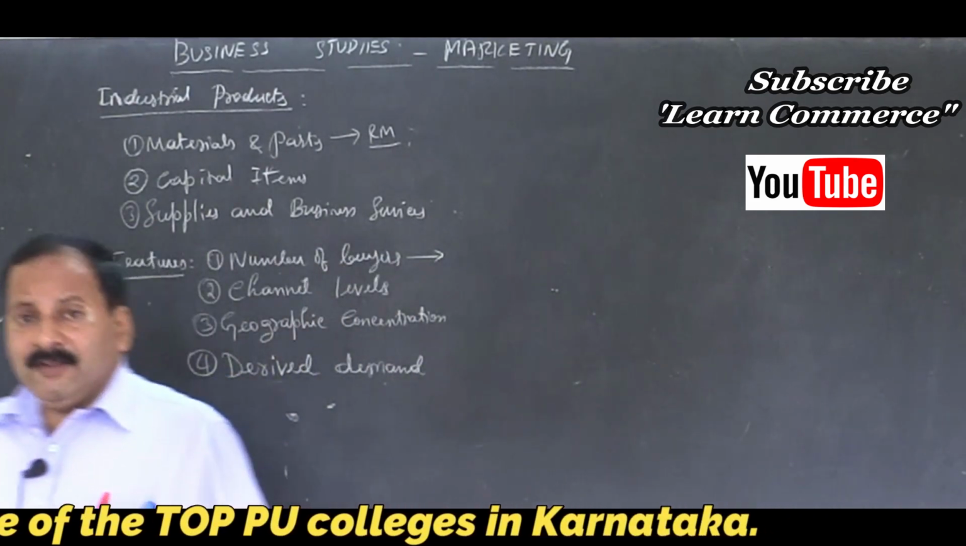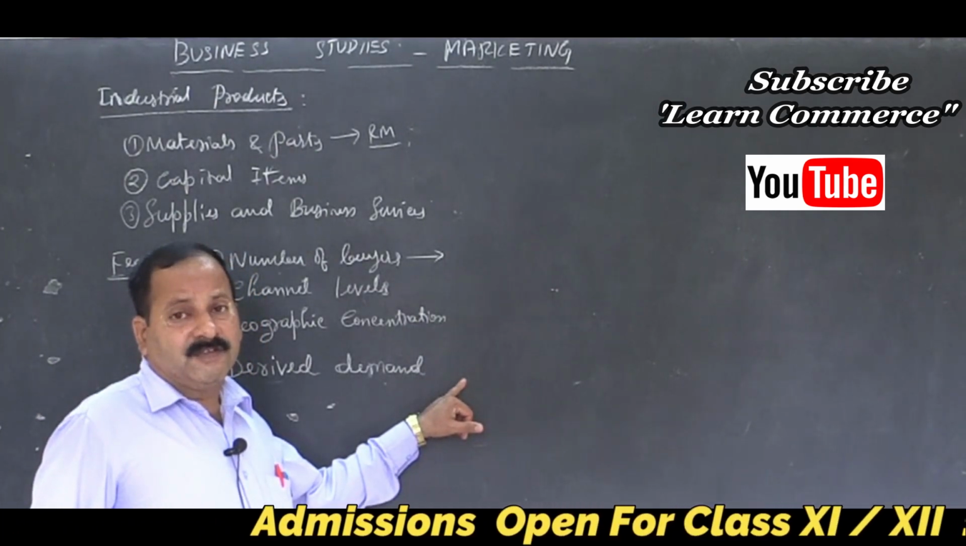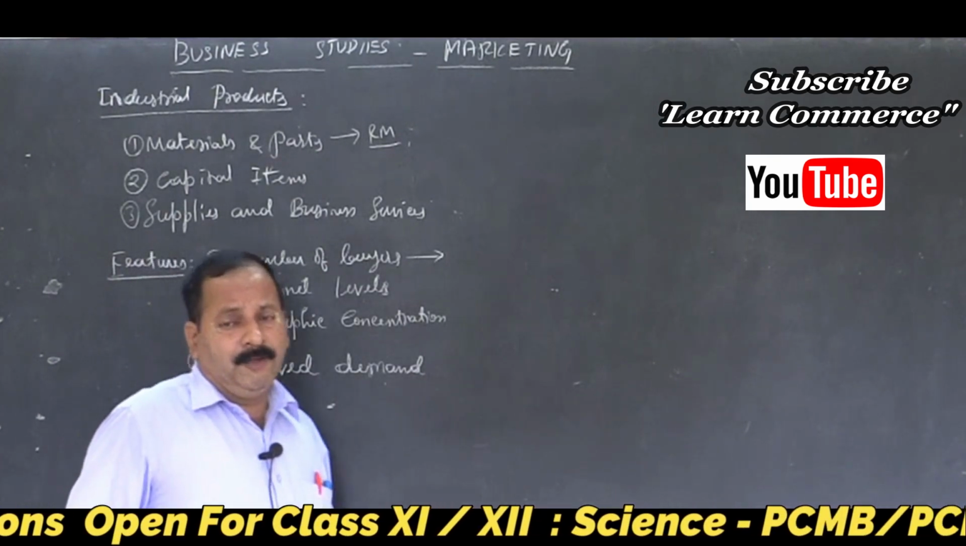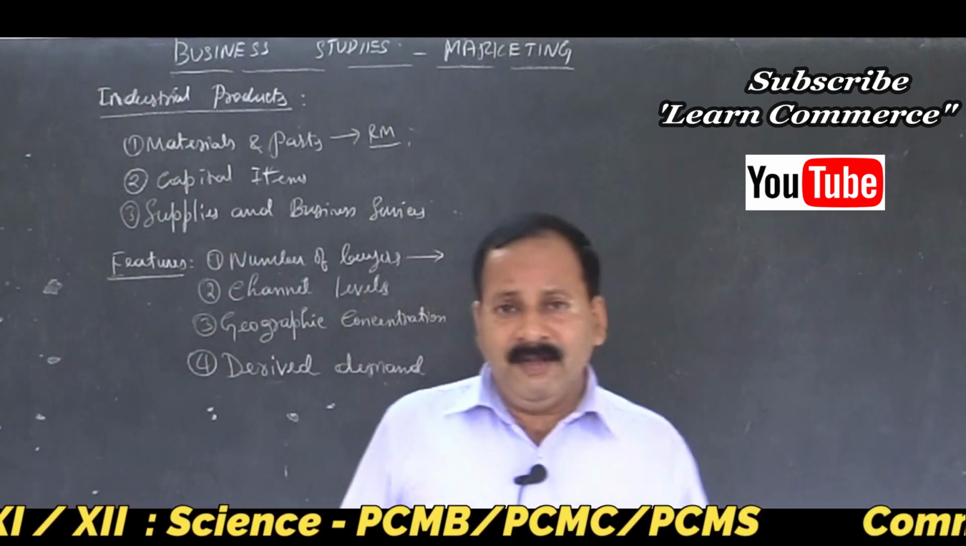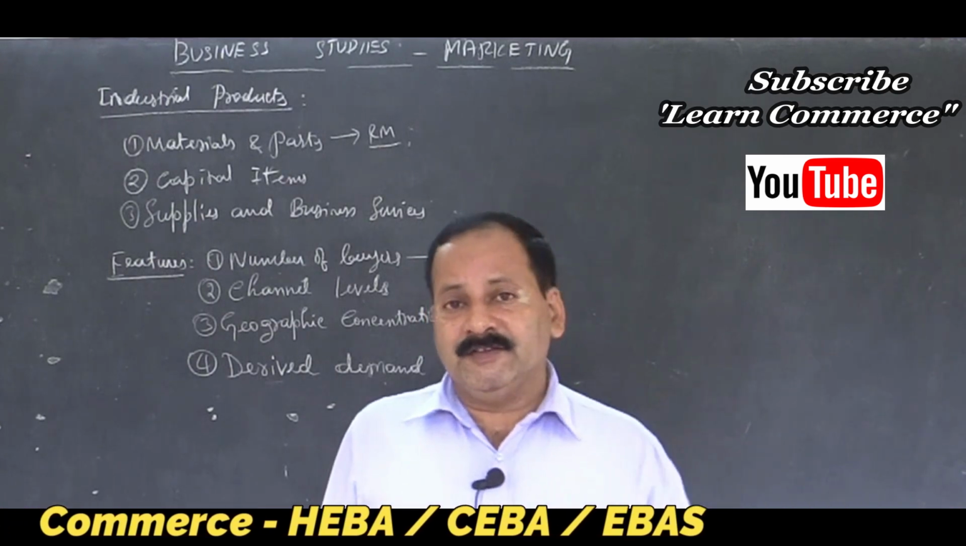So derived demand: when the demand for sugar increases, when there are more functions. Take the case of COVID, friends. During that time, all the functions were stopped. Demand for sugar decreased.